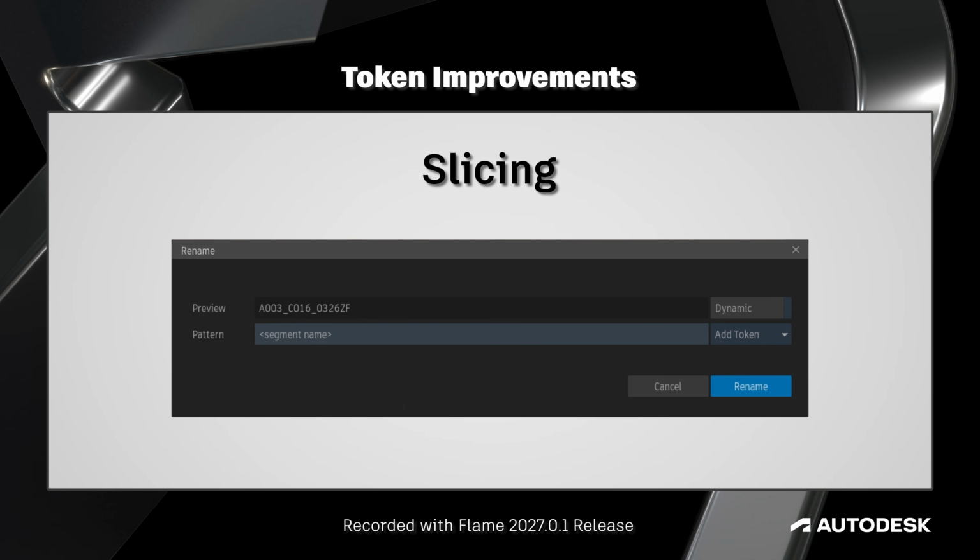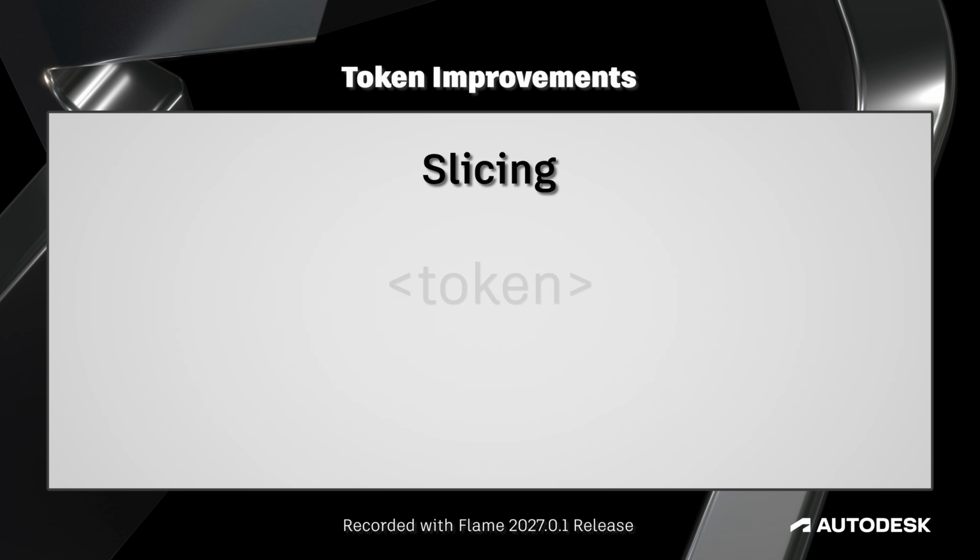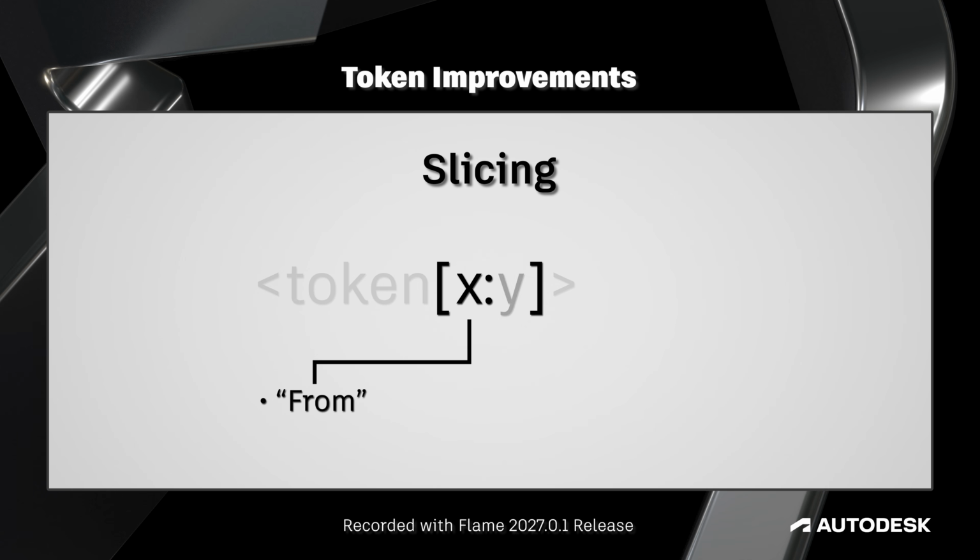The output of a token returning a string can now be sliced, which means we can take the string a token would normally produce and trim it down to just the part we want. Slicing involves adding, just before the end of a token, a set of square brackets with a colon between one or two numbers. The numbers tell Flame where to start keeping characters and where to stop, thus defining a range. The number before the colon defines the from, and the number after the colon defines the to.